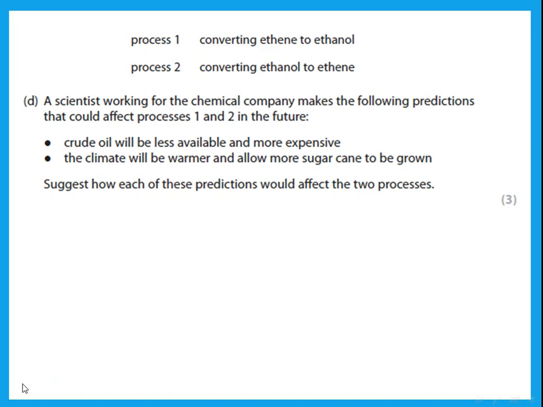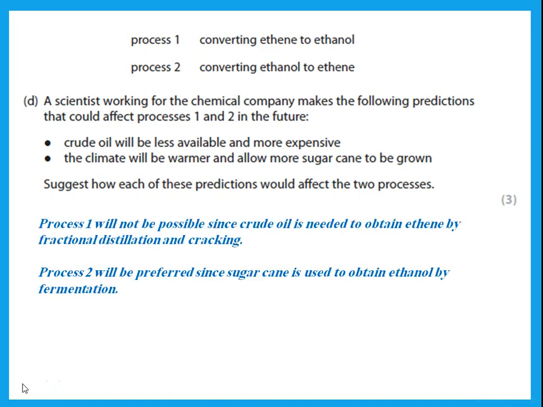Now, if the climate will be warmer and allow us to grow more sugarcane, I can get glucose from the sugarcane, and from glucose I can make ethanol, and from ethanol I can make ethene. So first of all, crude oil is less available and more expensive, so process 1 will not be possible since crude oil is needed to obtain ethene by fractional distillation and cracking. Now, if the climate will be warmer and allow more sugarcane to be grown, then process 2 will be preferred. Sugarcane is used to obtain ethanol by fermentation.